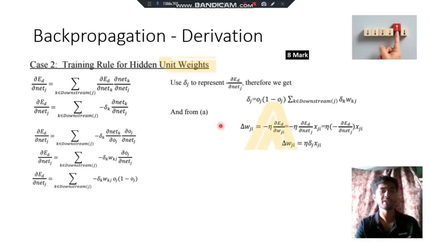Moving on, in the same way we have the hidden unit weight also. It's very simple here. dE by dnetj equals the sum over k of dE by dnetk times dnetk by dnetj. dE by dnetk will become delta k. Then dnetk by dnetj will become dnetk by doj into doj by dnetj. dnetk by doj will become wkj, and doj by dnetj will become oj into 1 minus oj. Just these three values have to be substituted in this formula and you'll get your answer. They have just simplified it here. Okay, once you see it you'll get to know.